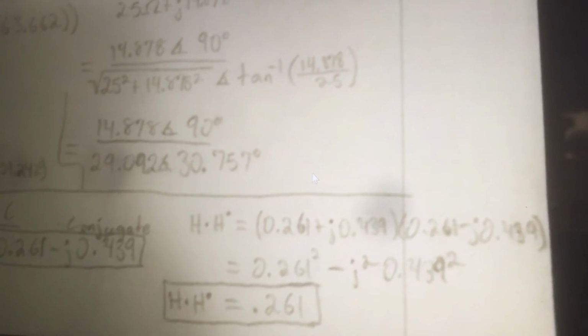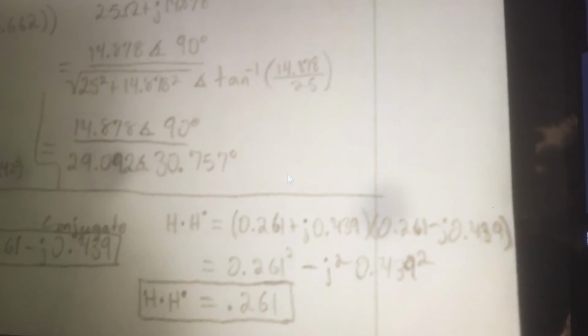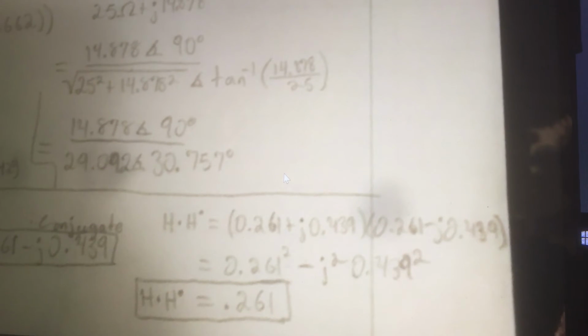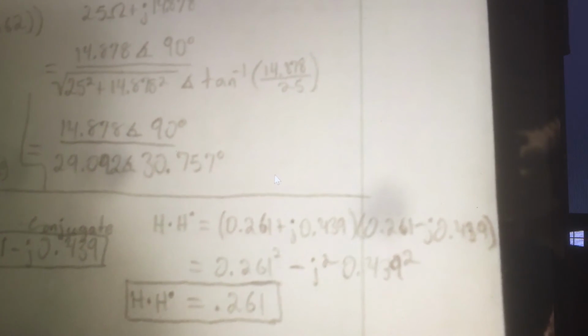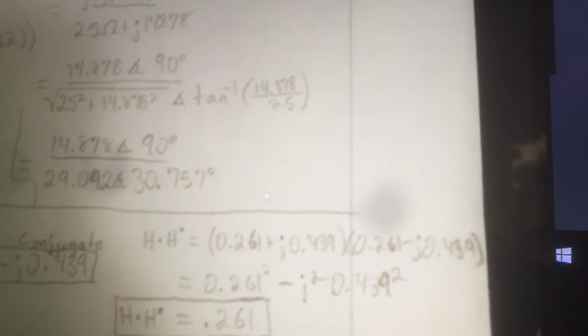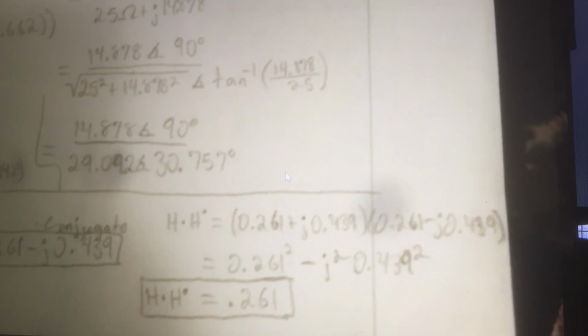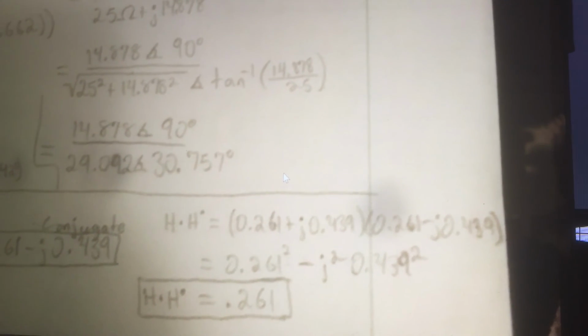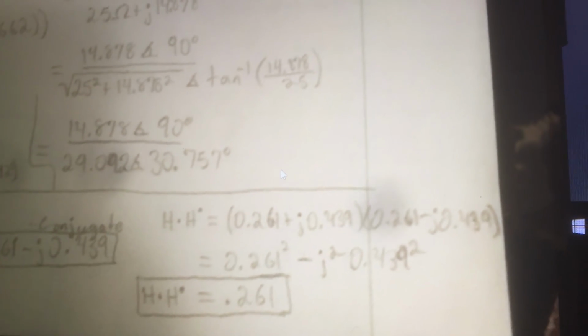To multiply the complex conjugate times the regular expression, we can simply put them side by side and recognize that it's a polynomial, which we just have to FOIL. That simplified to 0.261 squared minus J squared 0.439 squared, which simplifies to H times H prime is equal to 0.261. There is no unit. And that is the conclusion of the question.